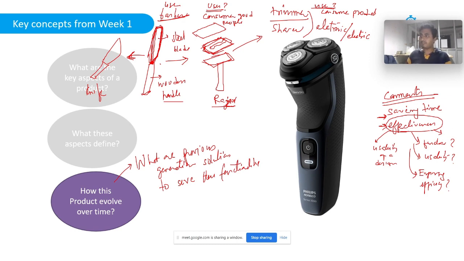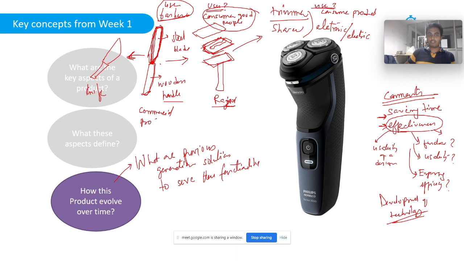One of the things, development of technology. Mahendran said development of technology. So let's see how. What was the limitation of this particular blade? Although it still exists in the barber shop, why can this not be used, and why do you need to introduce something like a consumer product? You have a commercial product, and then there is a consumer product.